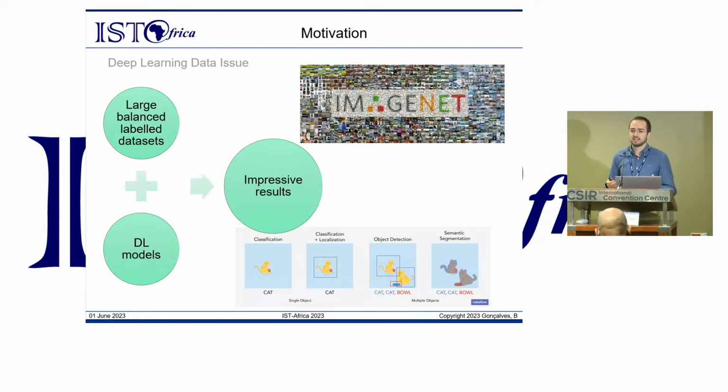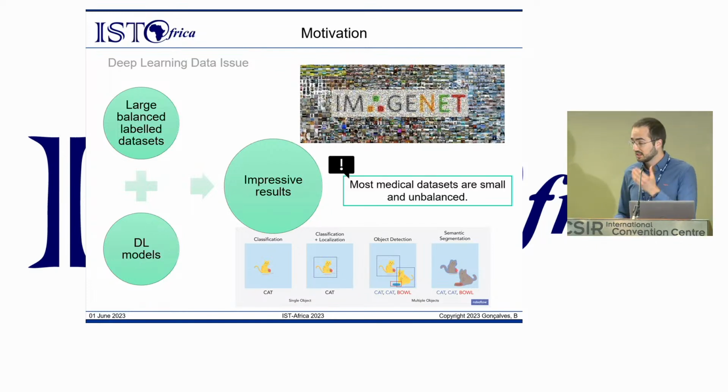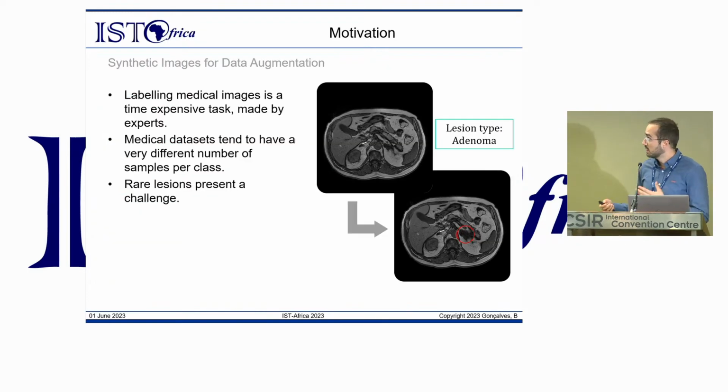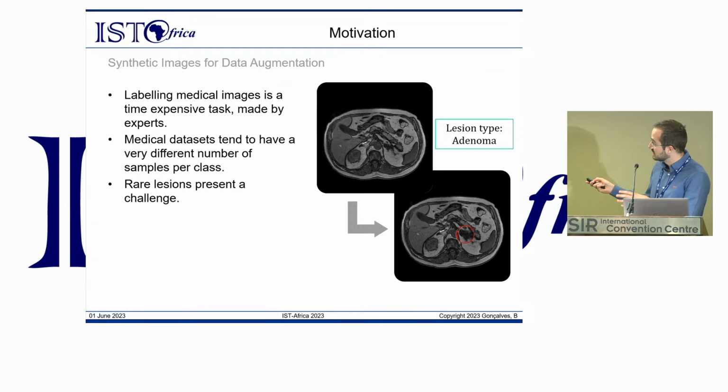But when we are talking about medical datasets, we have a problem, because most medical datasets are small and unbalanced. On one hand, labeling a medical dataset is time expensive and needs to be done by experts. In this figure, I have an example of labeling. We have an MR abdominal slice of a patient with an adrenal lesion in this region. Then a medical expert does the labeling process.